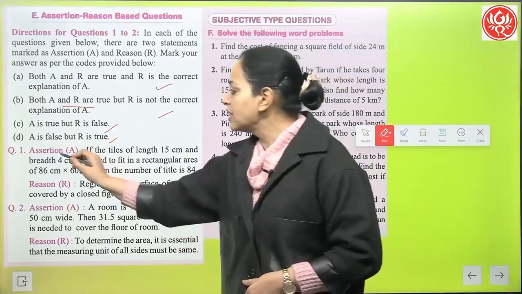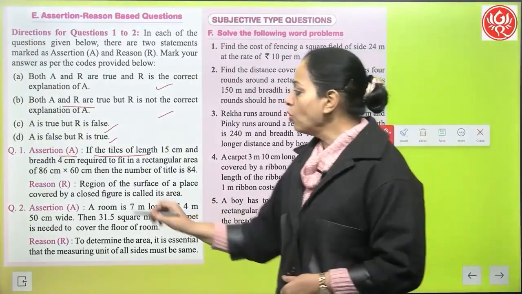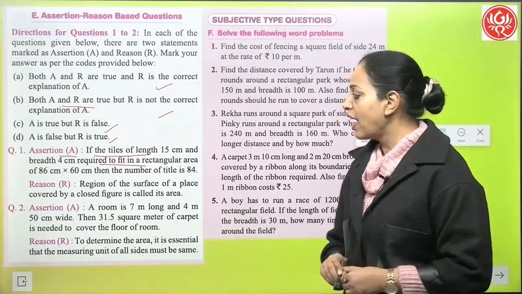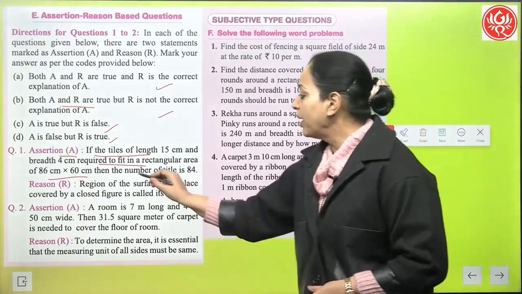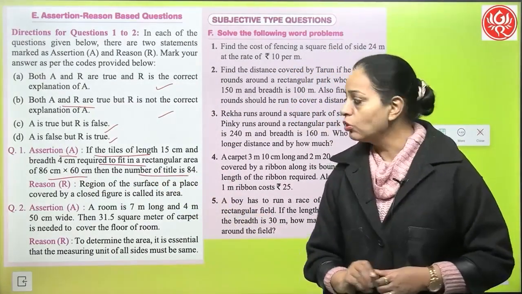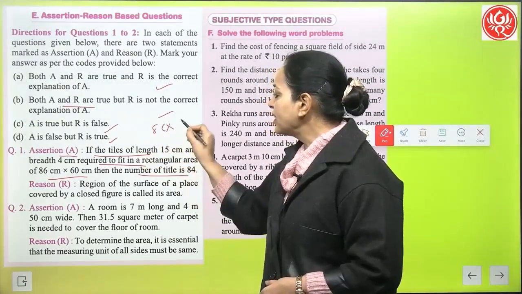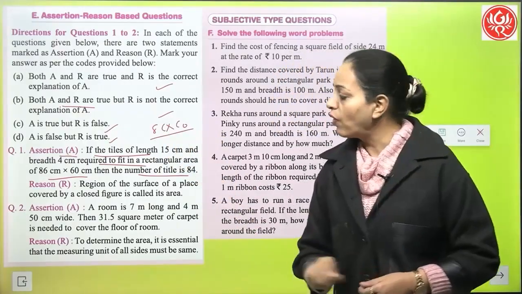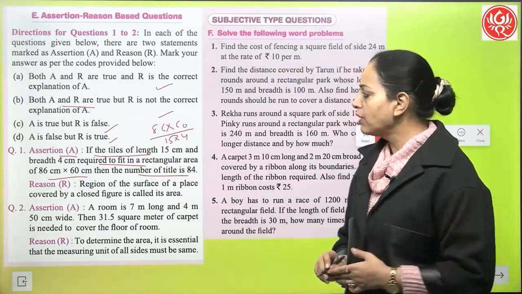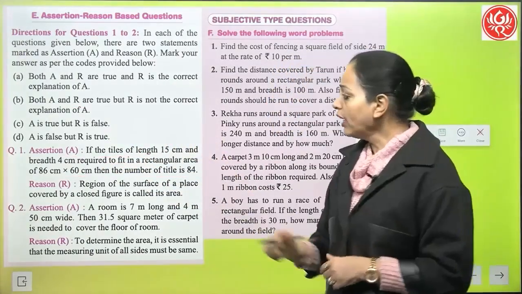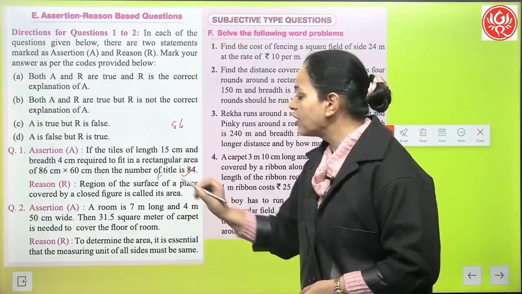So question number 1, assertion A. If the tiles of length 15 cm and breadth 4 cm are required to fit in a rectangular area of 86 cm into 60 cm, then the number of tiles is 84. So just find it out. Area of rectangle 86 into 60 divided by area of one tile 15 into 4, all are in centimeter. There is no need to convert anything. So cut it. We are getting 86 but here it is given 84. So this statement is false.